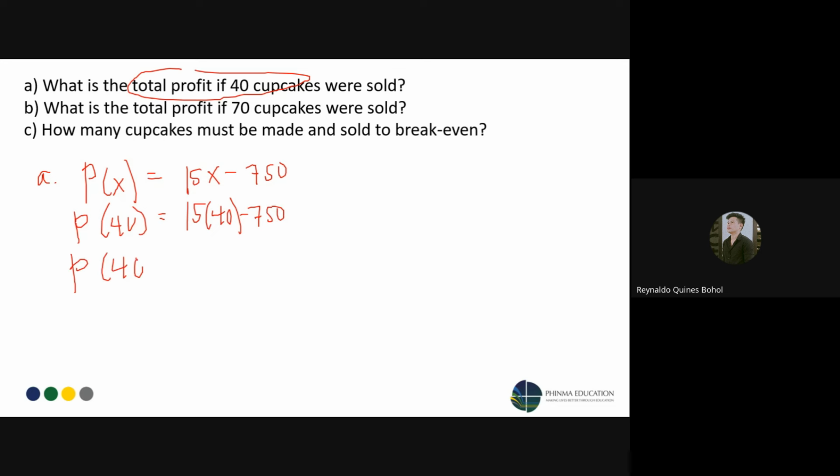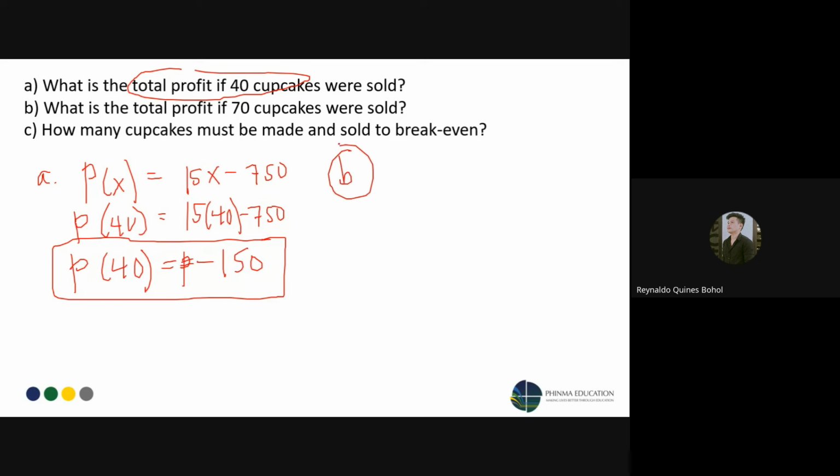What is this one? Will they profit when they sell 40 cupcakes? No. What's the answer? Negative. They did not profit. They are negative. Let's try letter B.